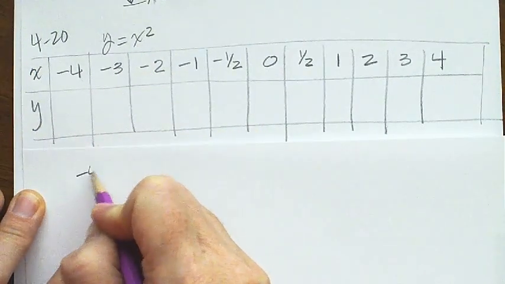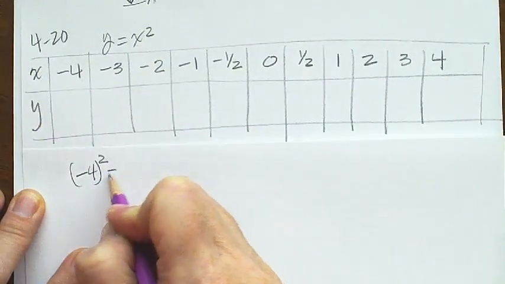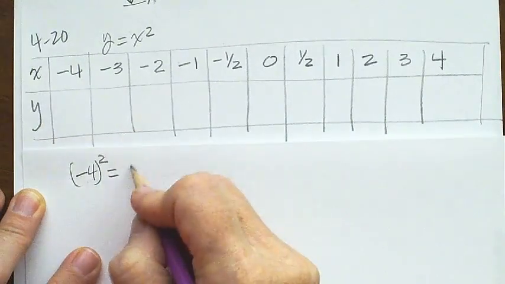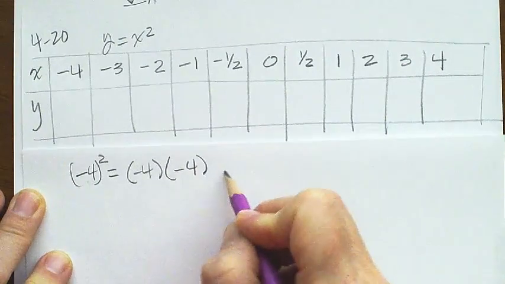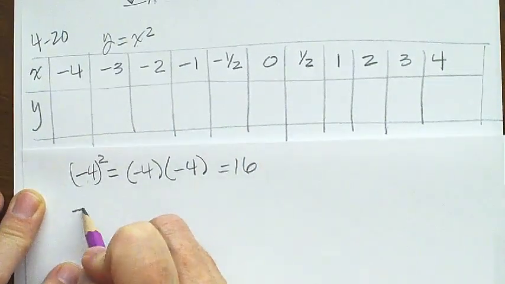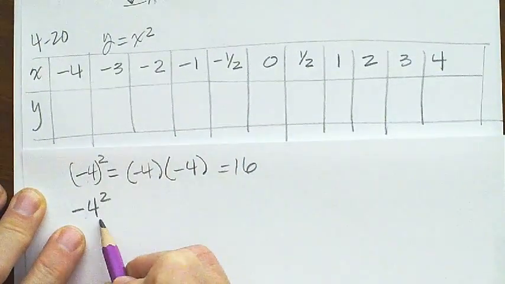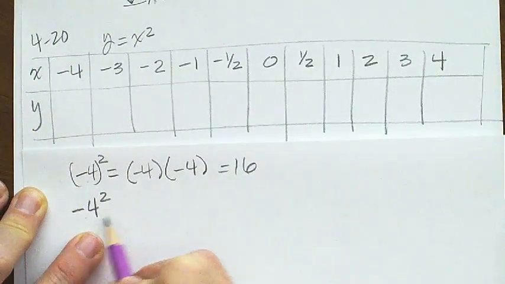So negative 4 squared means negative 4 times negative 4, which is positive 16. That's different from negative 4 squared without the negative 4 being in parentheses.